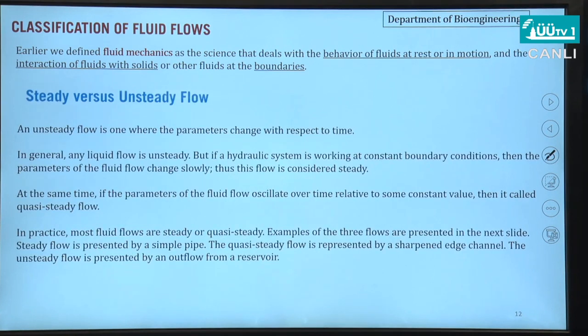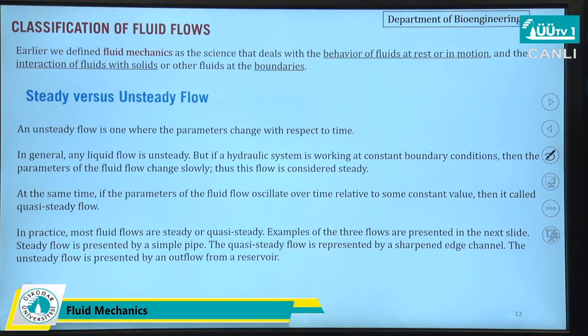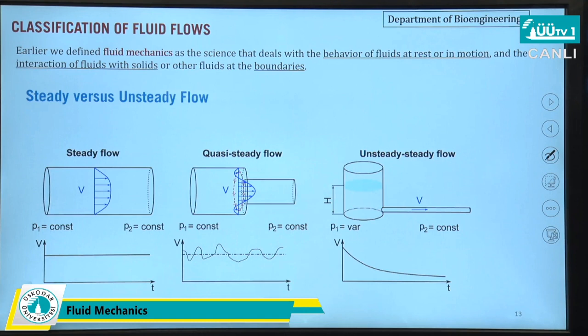Okay, this is another classification of flow that we usually encounter in fluid mechanics: steady versus unsteady flow. What are steady and unsteady state flow? In some flows, we notice that parameters change with time. However, for some flows, these parameters remain constant over the course of time. Okay, this is a summary of steady and unsteady state flow.